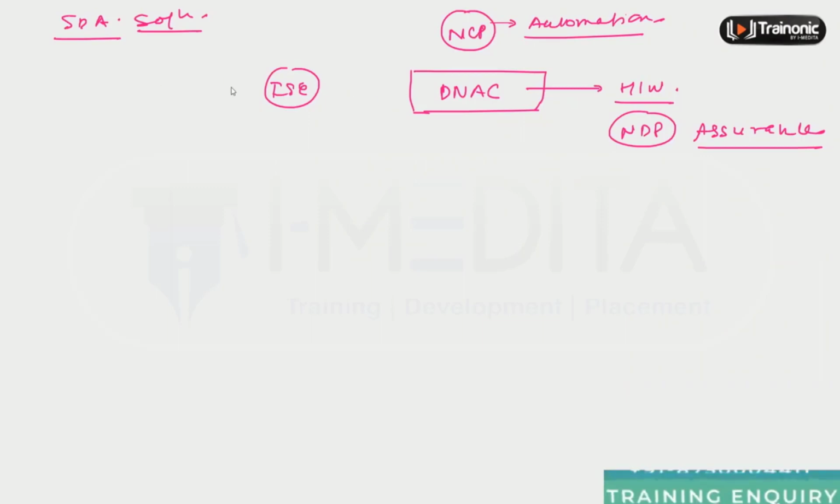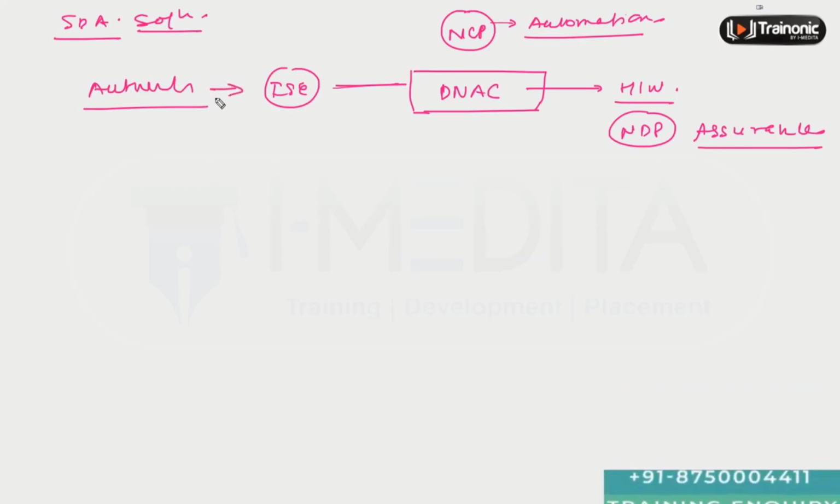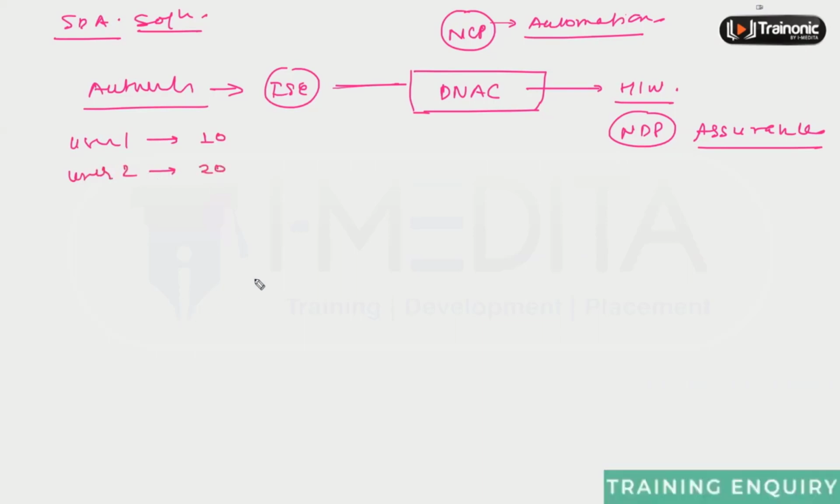And the identity services are provided by ICE. When a user joins the network, it can be authenticated using this ICE platform, the Identity Services Engine. We can define that when user one joins, it will be allocated a tag value of 10. When user two joins, it will be allocated a tag value of 20. Later on, we can create a policy where 10 cannot communicate with 20, or 10 can communicate with 20 only. We can define these types of policies.